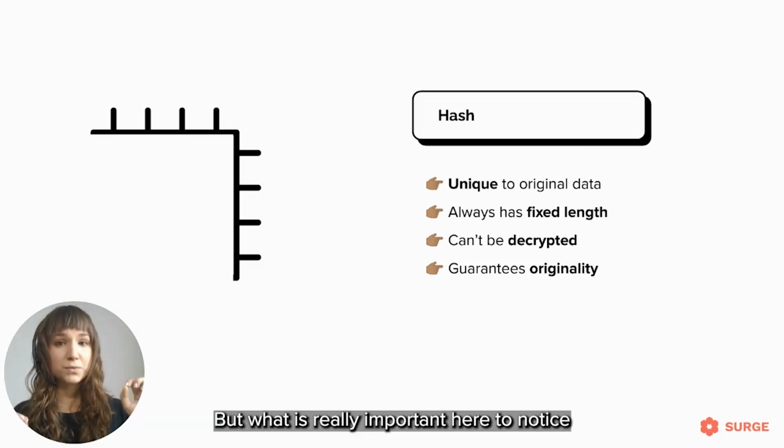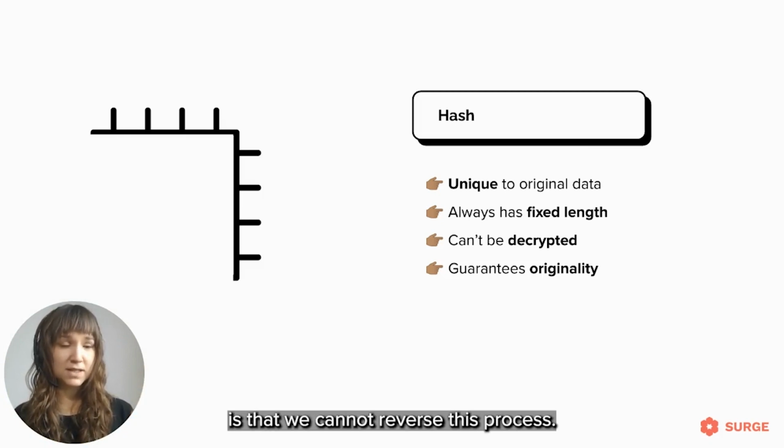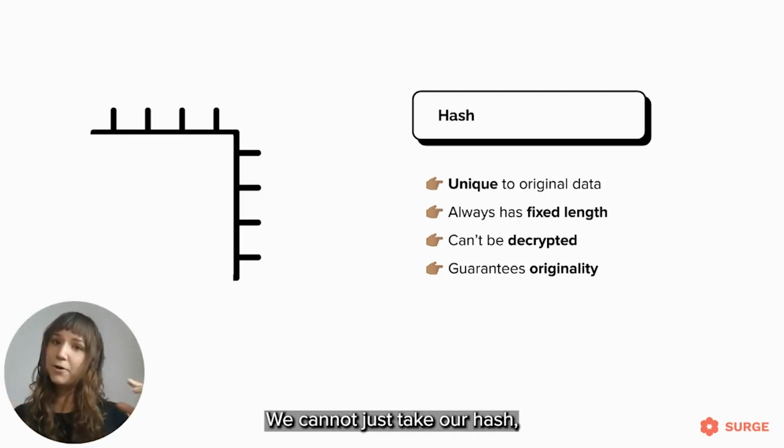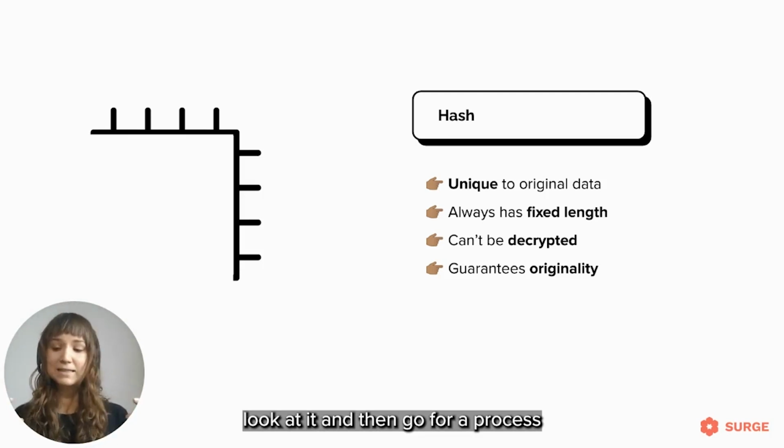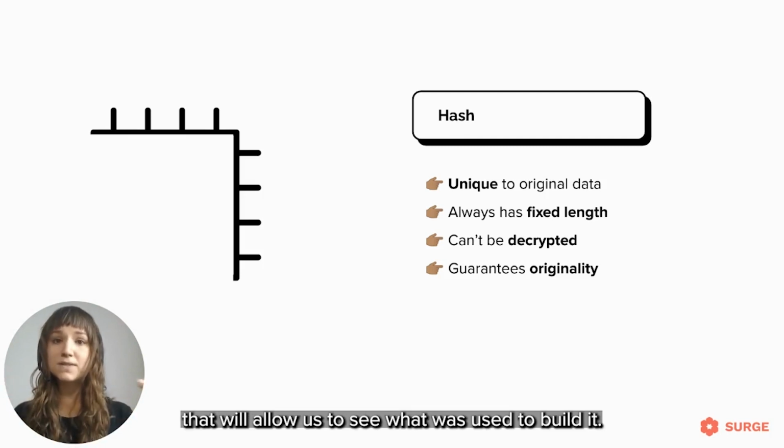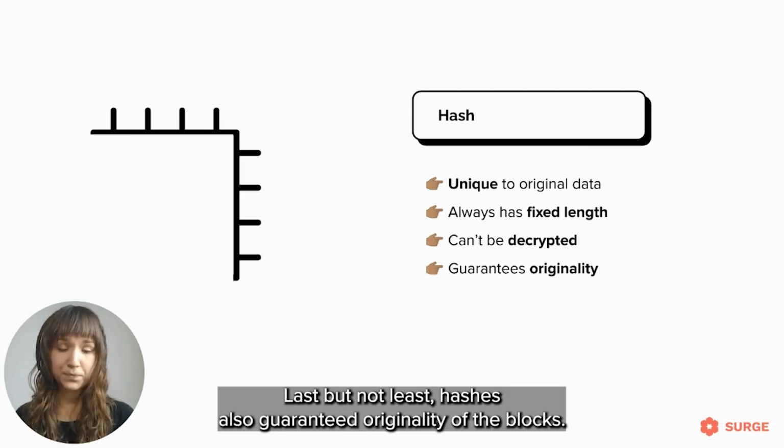But what is really important to notice here is that we cannot reverse this process. So a hash cannot be decrypted. We cannot just take our hash, look at it, and then go through a process that will allow us to see what was used to build it. Last but not least, hashes also guarantee the originality of the blocks.